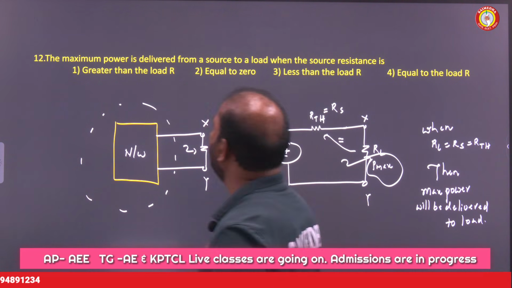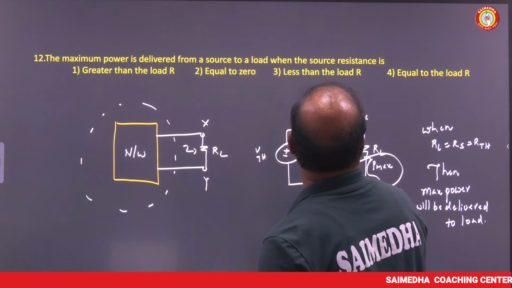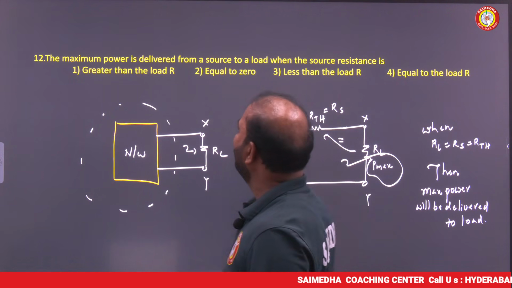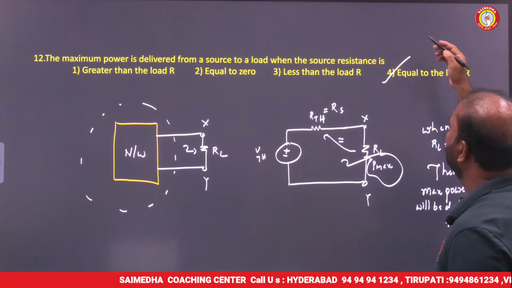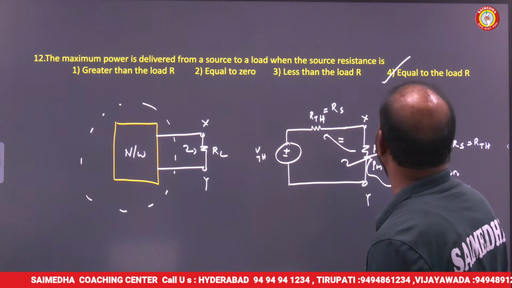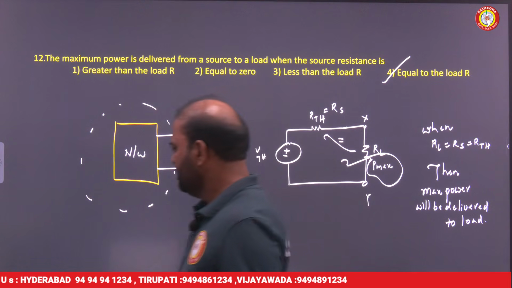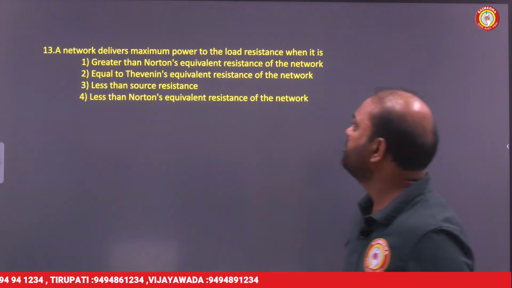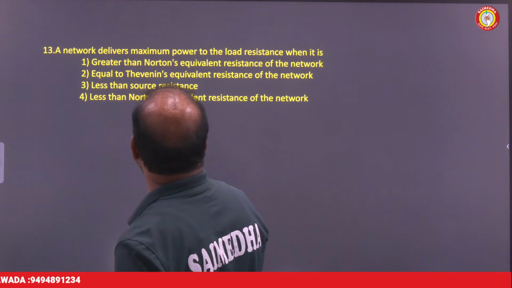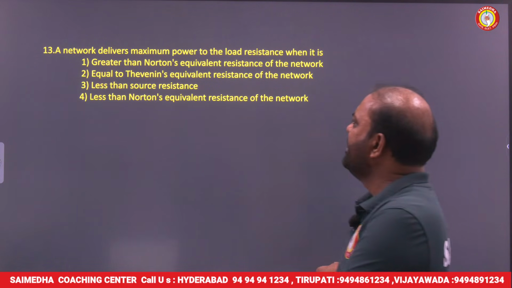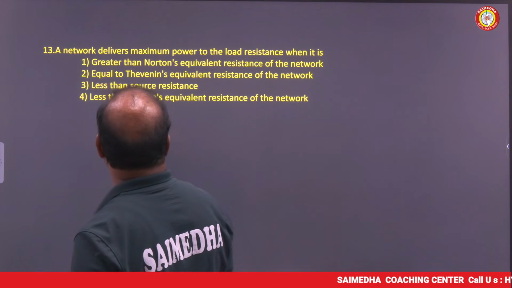So here the maximum power is delivered from source to the load when the source resistance is equal to the load resistance. When RL is equal to RS, then maximum power will be delivered. My friends, a network delivers maximum power to the load resistance when it is equal to Thevenin's equivalent resistance of the network, which is the source resistance.